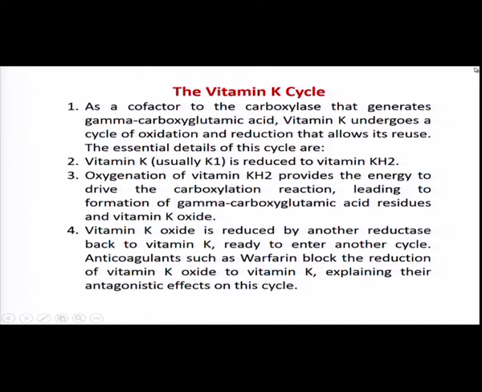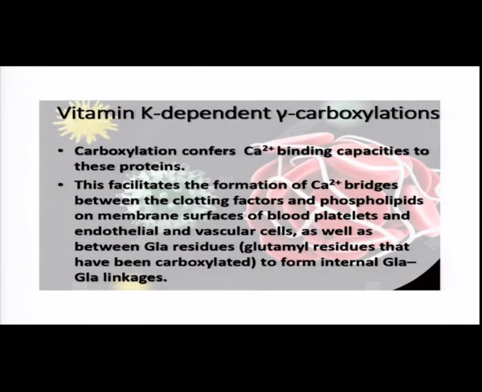Now this is what happens as a cofactor to the carboxylase that generates gamma carboxyglutamic acid. You have this cycle being regularly utilized. So you see there are these key enzymes, two kinds of reductases acting on either side, playing a major role. Now we look at how the calcium binding surfaces are extremely essential.